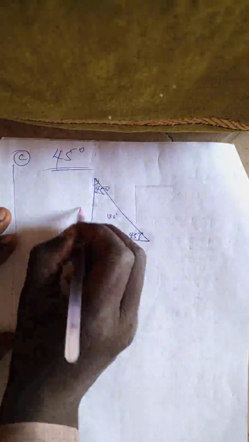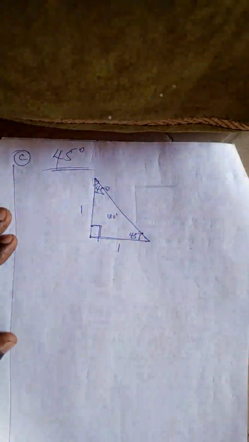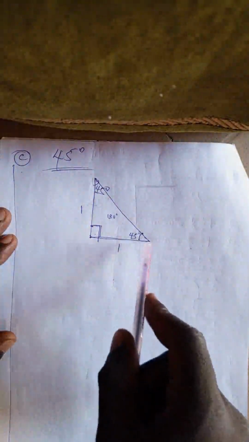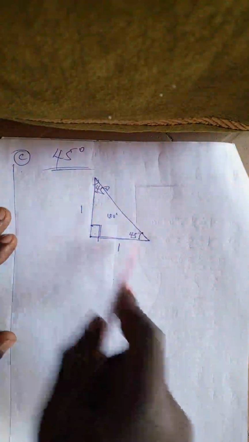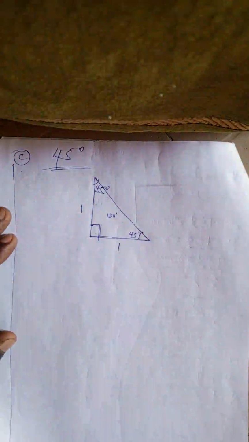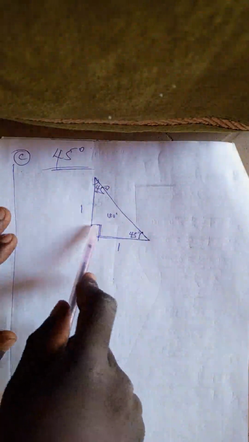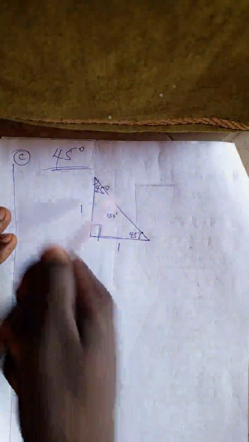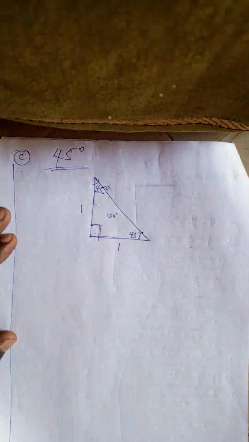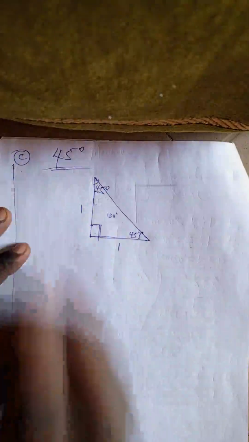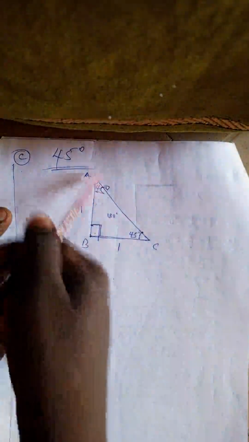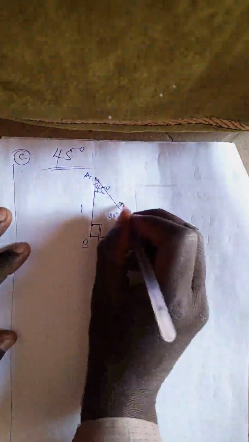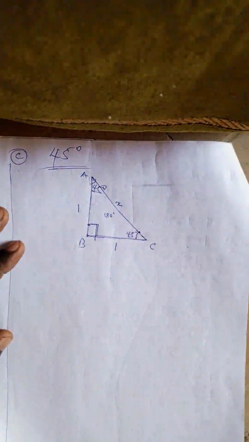But now let's make this side a unit and this side a unit, because the two base angles are equal, and so their corresponding sides must be equal. So this is 90 degrees. Now, we don't know what this side, the hypotenuse, is. Call this A, B, C. Now we are looking for line BC. Let's call it X for easy calculation.